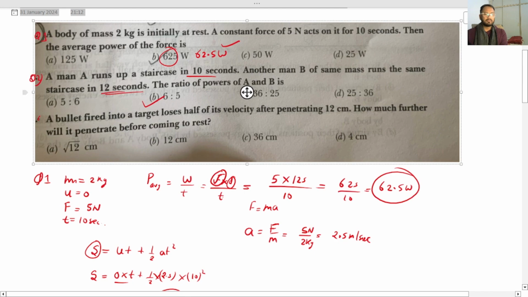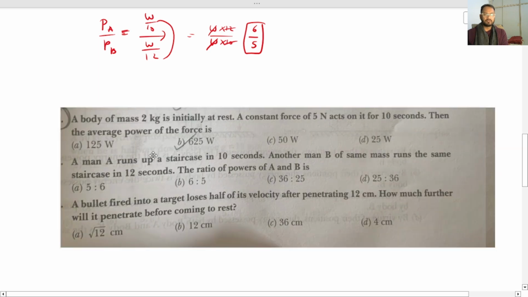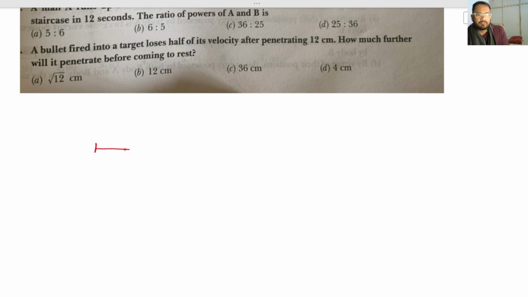Now question number 3, very simple. A bullet fired into a target loses half of its velocity after penetrating 12 centimeter. How much further will it penetrate before coming to rest? Okay, in this question I'm just pasting the question here so it's easy for us to understand. The last third question: a bullet is fired into a target and loses half of its velocity.